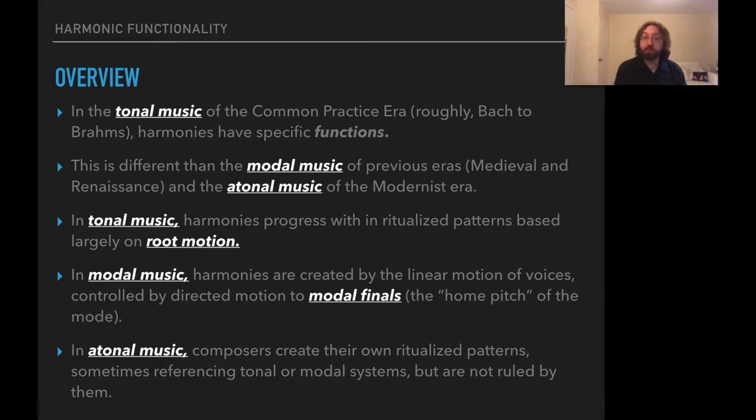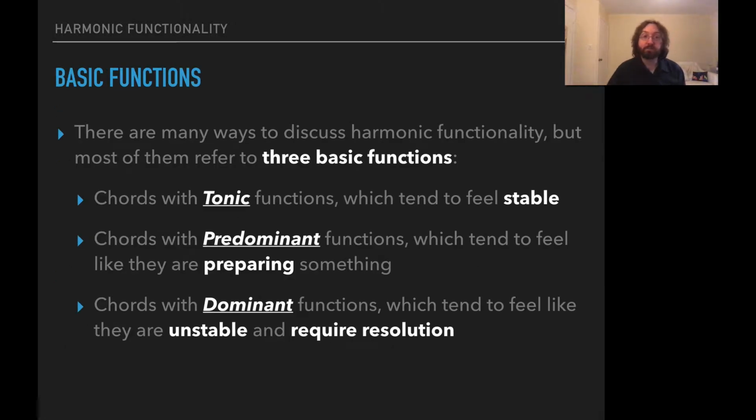In modal music, harmonies are created by the linear motion of voices, controlled by directed motion to modal finals, the home pitch of the mode. Meanwhile, in atonal music, composers create their own ritualized patterns, sometimes referencing tonal or modal systems, but not ruled by them, instead creating different patterns of their own.